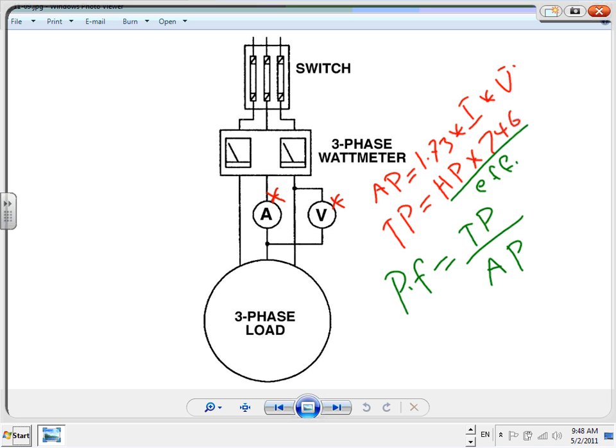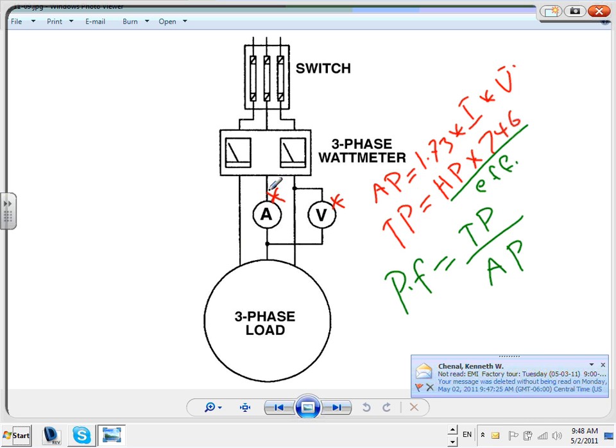Times 746 divided by the efficiency. Efficiency is on the motor, on the nameplate of the motor. And that will give me the true power. That's how you find the power factor of a motor.